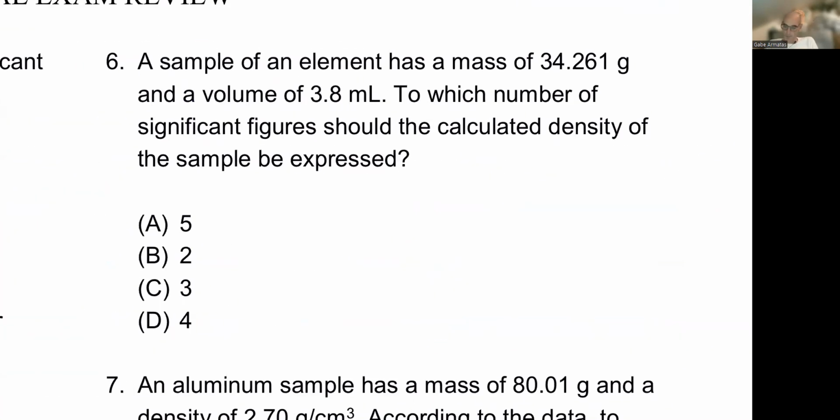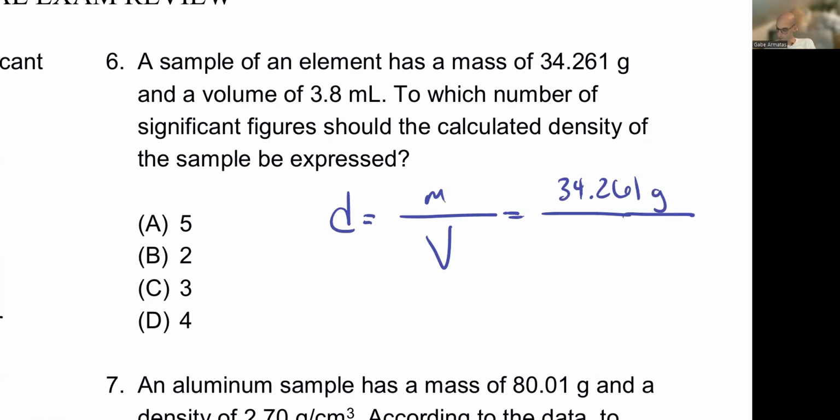All right, a sample of an element has a mass of 34.261 grams and a volume. Okay, so calculate the density. Density is equal to, D is equal to M over V. So my mass is equal to 34.261 grams divided by 3.8 milliliters.